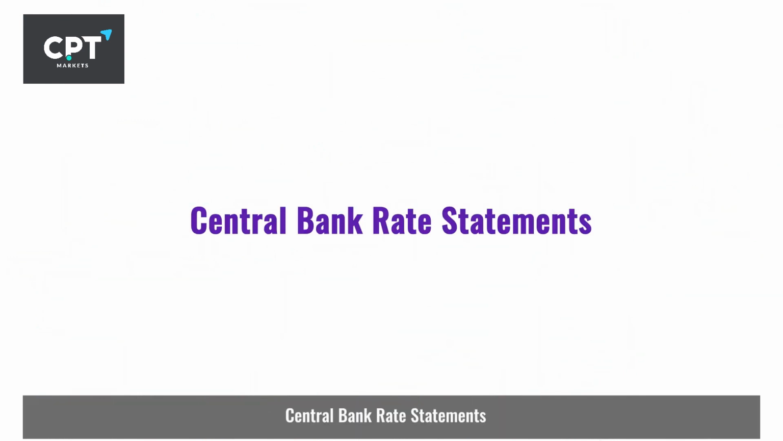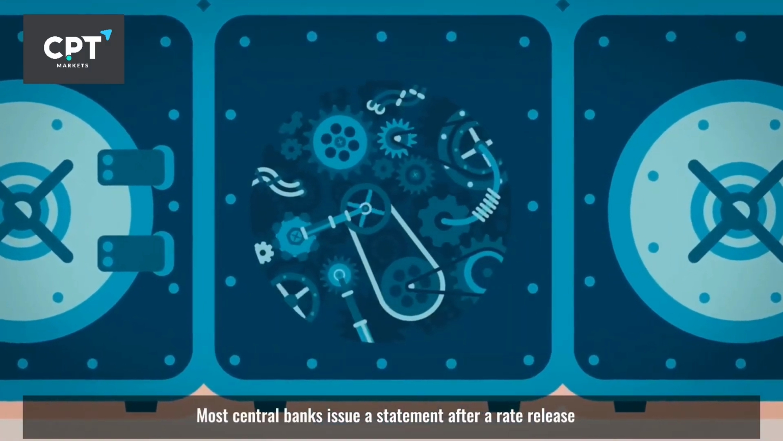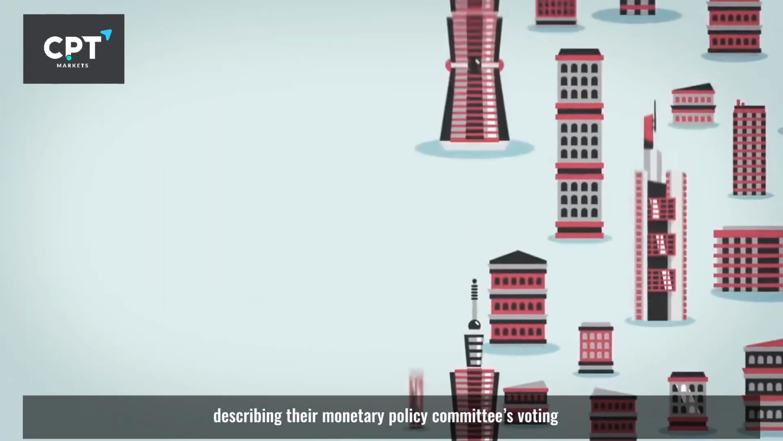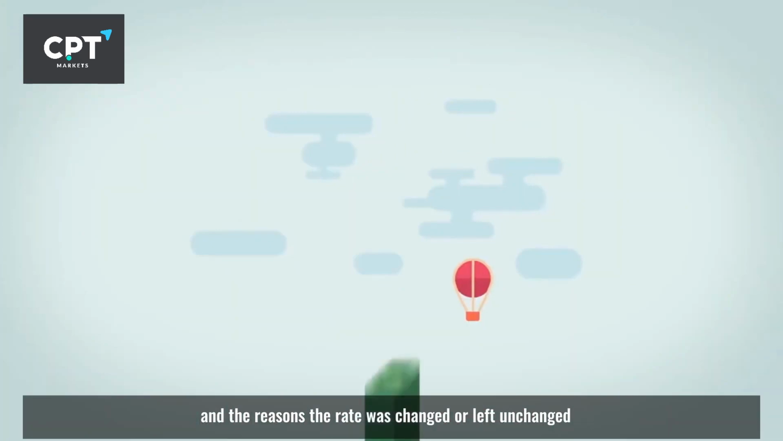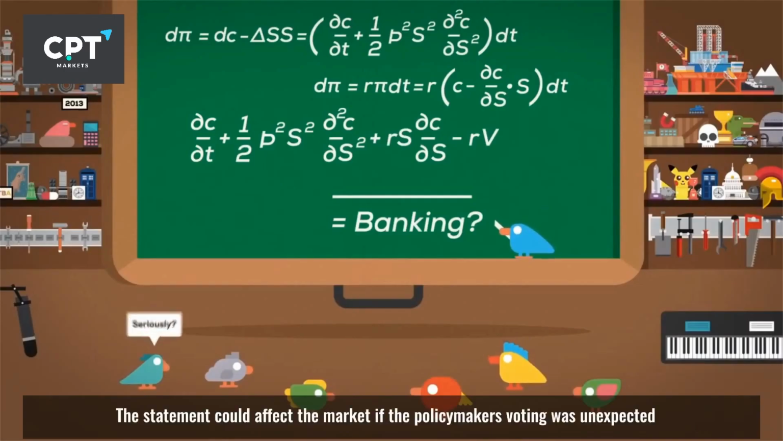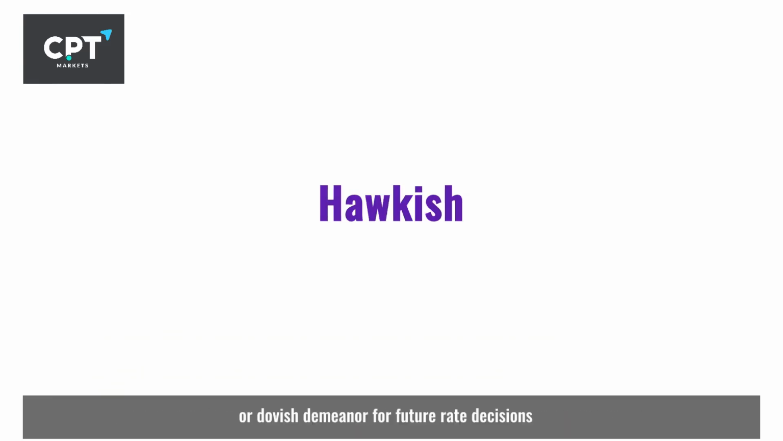Central bank rate statements. Most central banks issue a statement after a rate release describing their monetary policy committee's voting and the reasons the rate was changed or left unchanged. The statement could affect the market if the policymakers' voting was unexpected or if the central bank has a more hawkish or dovish demeanor for future rate decisions.